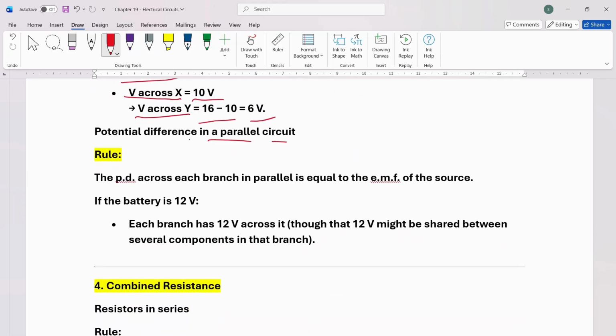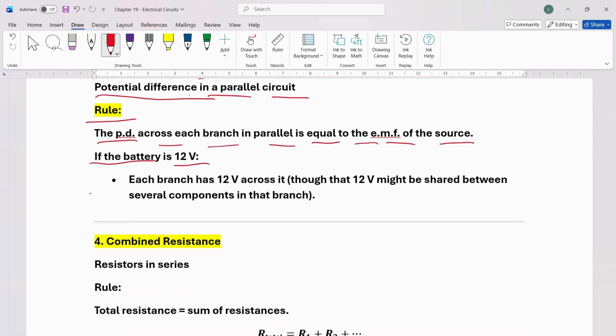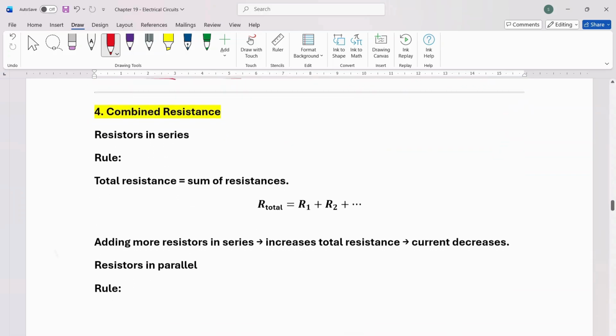Potential difference in a parallel circuit. The rule is that the PD across each branch in parallel is equal to the EMF of the source. If a battery is 12 volts, each branch has 12 volts across it. Though the 12 volts might be shared between several components in that branch.